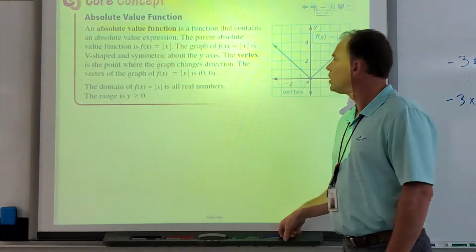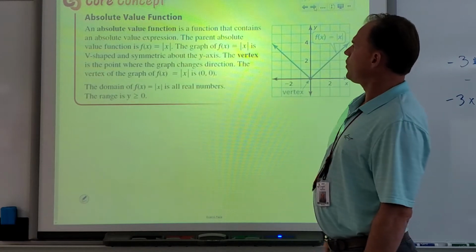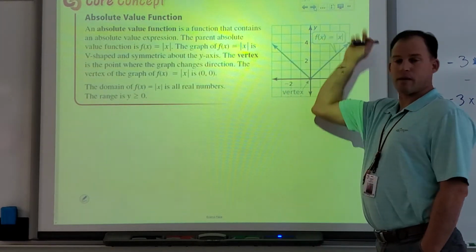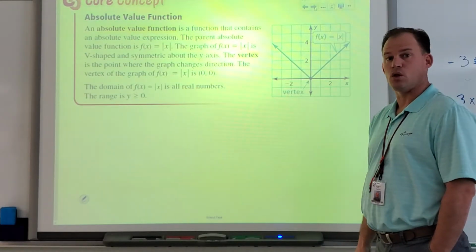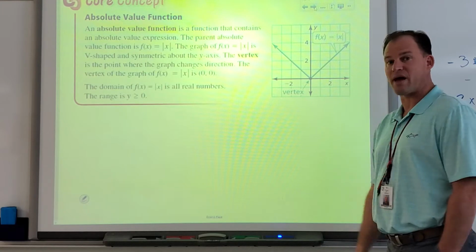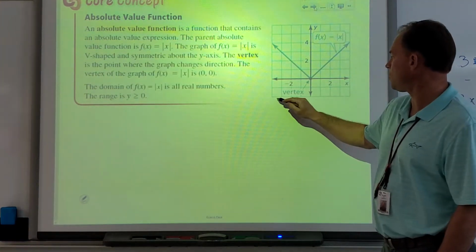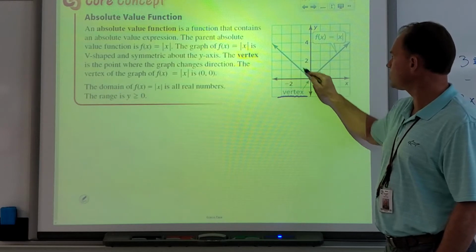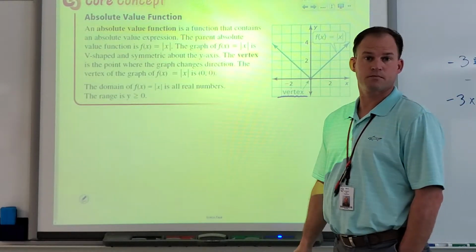Copy. So absolute value equations. This is what your absolute value equations always look like. They're always in this V shape. There's a lot of things we can do to affect the V. A couple of things you need to know. One, this point right here where it changes direction is called the vertex.